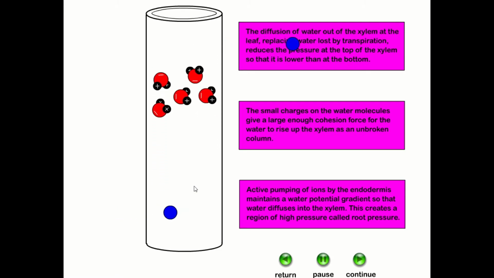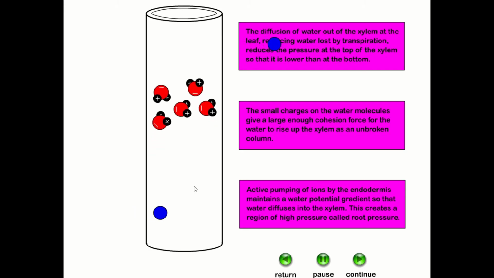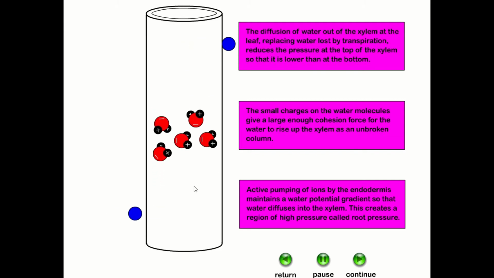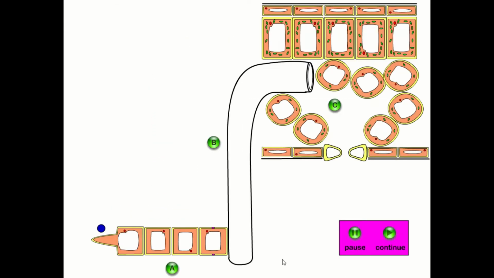Because we're losing water out the top, and therefore it draws more water in at the bottom. Again, something you'll go into a lot more detail on if you do A-level biology in the future. As it travels up the xylem, it's then going through the stem and ends up in the leaf.